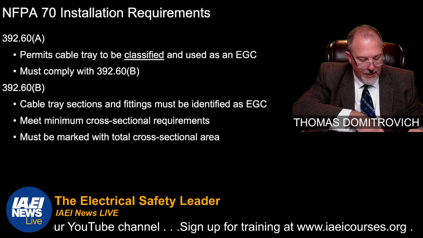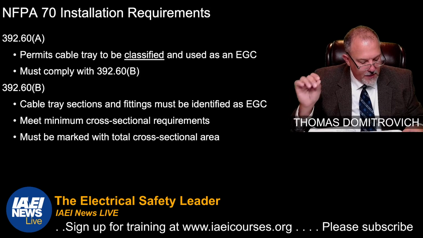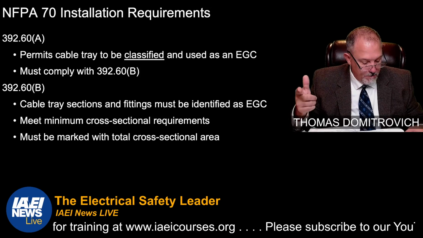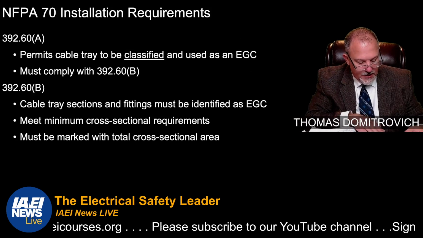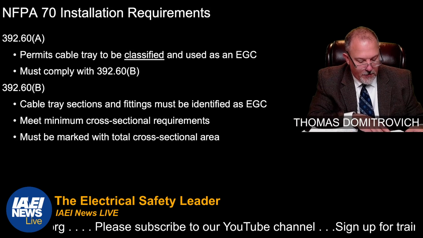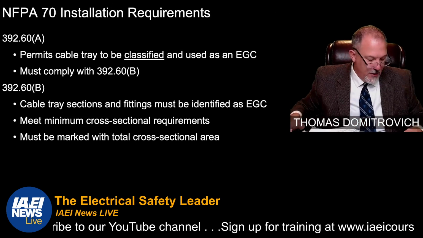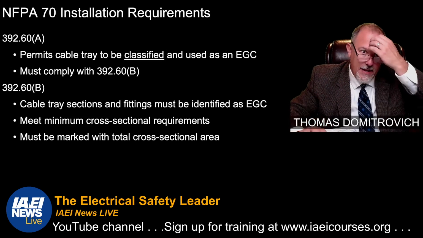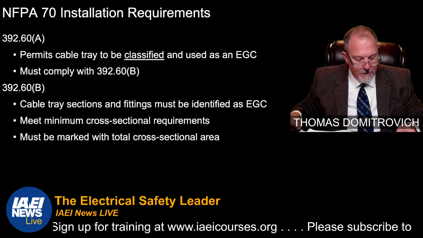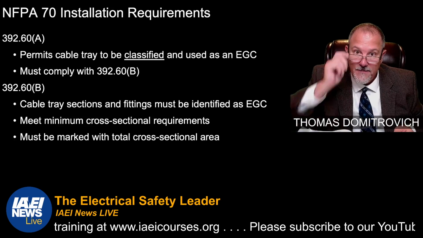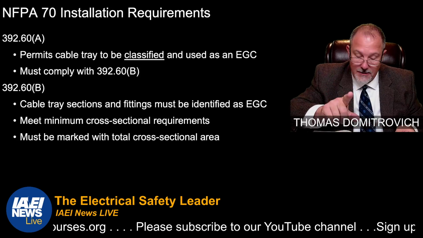Metal cable trays containing only non-powered conductors shall be electrically continuous through approved connections and bonding jumpers. They've got transition guidance here. Steel or aluminum cable tray systems shall be permitted to be used as equipment grounding conductors provided all of the following are met. There are four items that need to be met. One, the cable tray sections and fittings are identified as an equipment grounding conductor.